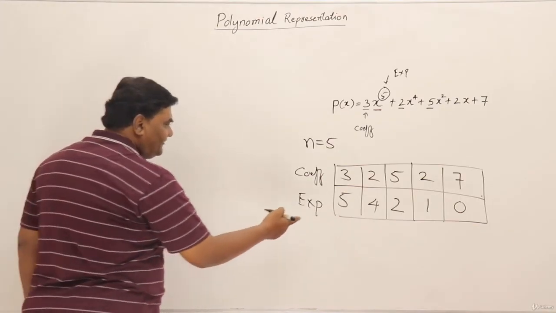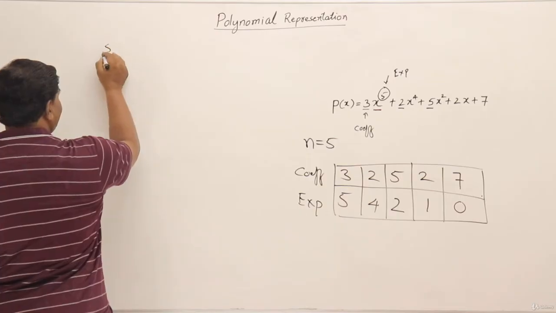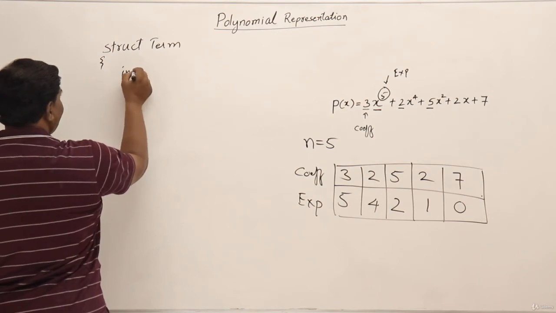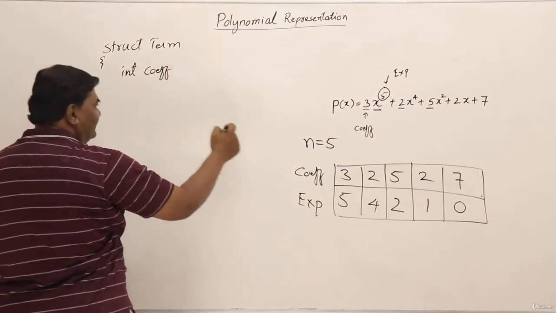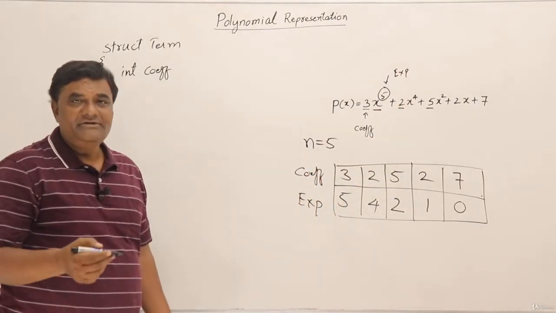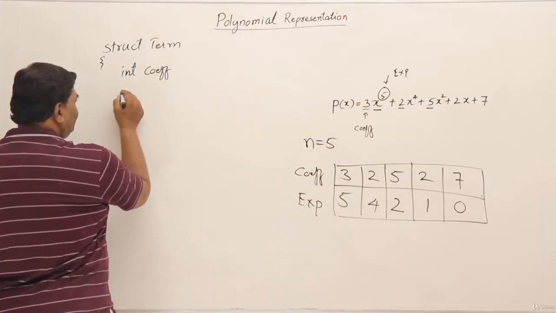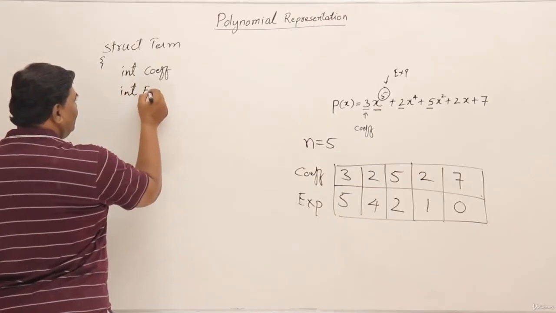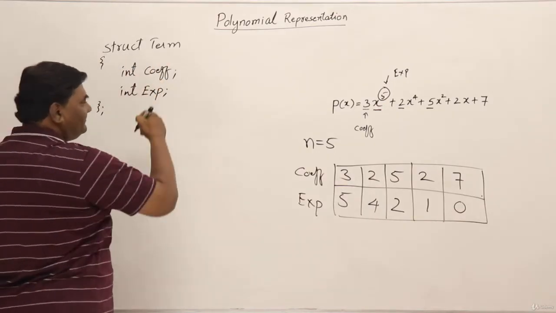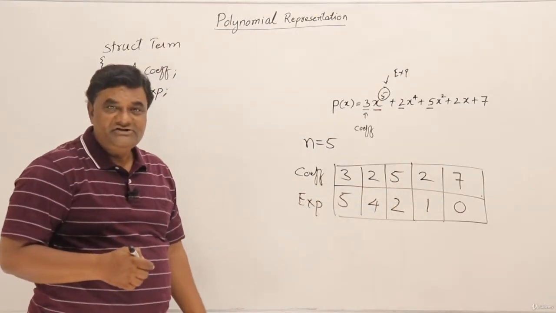So for a C program, first of all, we will define a term. A term has a coefficient and an exponent. So I will define it as struct term. This term should have an integer coefficient. See, this coefficient value 3, 2, 5, they can be integer, or float, or double. Depending on the requirement, you can change the data type. And this exponent is always integer type. So I have taken 2 members, and this is a term. I am calling it term. Then what is a polynomial? A polynomial is an array of terms or a collection of terms.